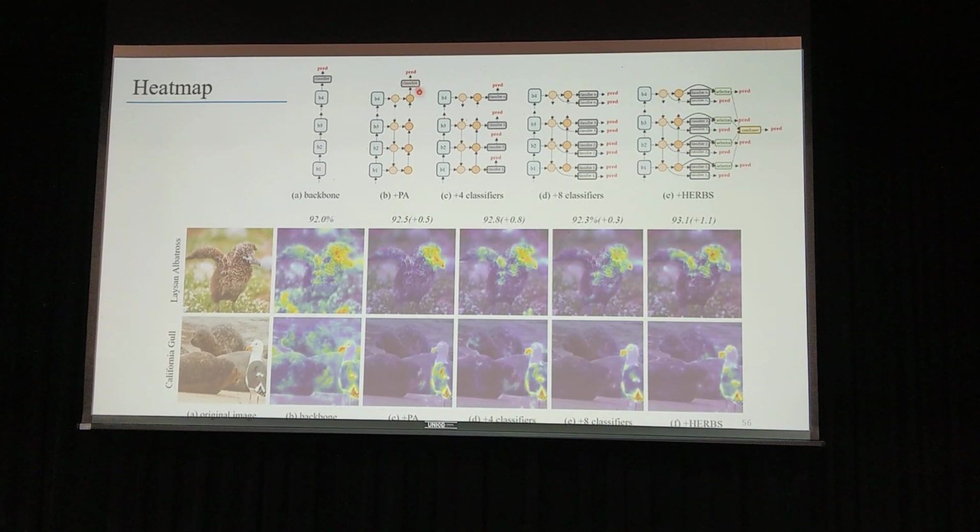And we add a multi-scale feature fusion module, and then add 4 classifiers, add 8 classifiers, and then add our first module. This one corresponds to this one. And the result demonstrates that Herbs achieves better accuracy. And in this example, only Herbs predicts the image correctly, while the other models predict the image as a wrong but visually similar class. This demonstrates that fine-grained visual classification requires balanced detailed features rather than features that are too narrow.